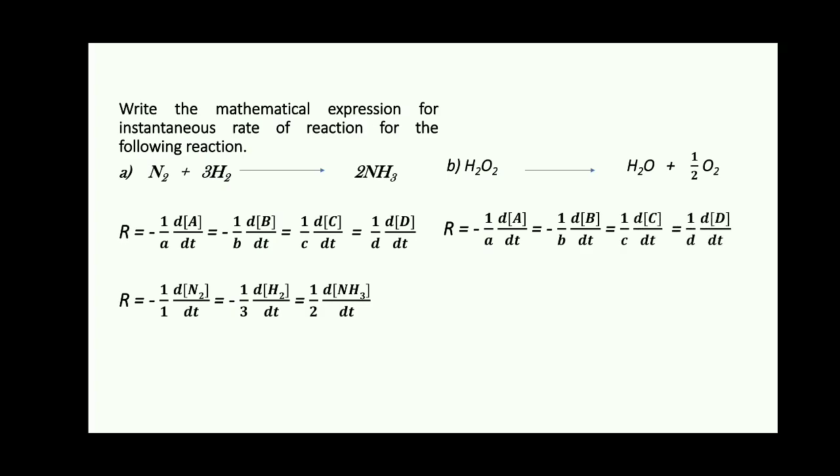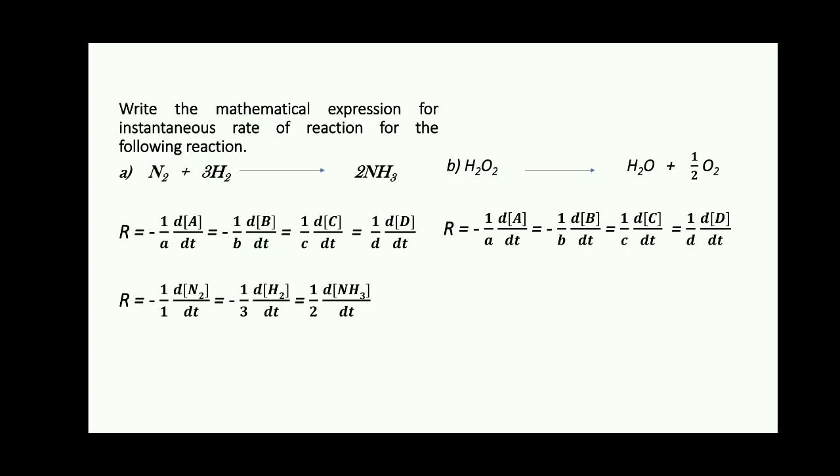First of all, we will write down the general expression that we will have for the general reaction. Then we will replace. Here A is H2O2, and small a is 1. In place of C we have H2O, and in place of D we have half of O2. Small a is 1, and sorry, b is not there, b is 0.